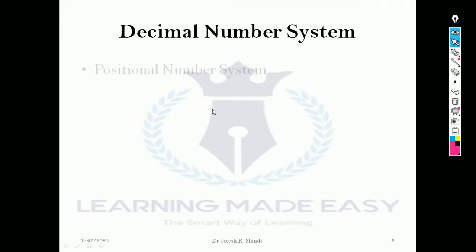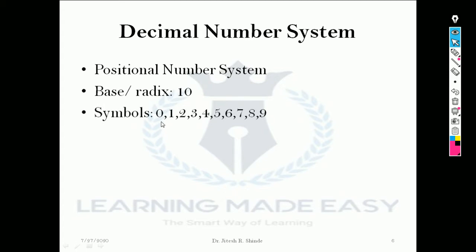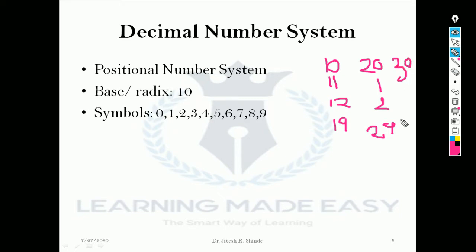The decimal number system is an example of a positional number system. It has a base 10. This indicates that the valid symbols in the decimal number system are 0, 1, 2, 3, 4, 5, 6, 7, 8, 9. After 9, what will come in the decimal number system? The answer will be 10, 11, 12, 13, 14, 15, 16, 17, 18, 19. After 19, what will come? 20, 21, 22, so on up to 29. Then again 30, and go on like this.